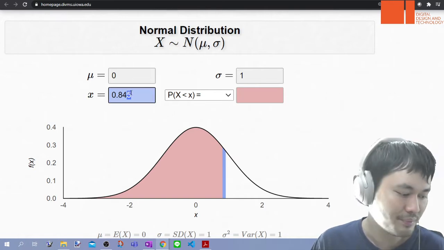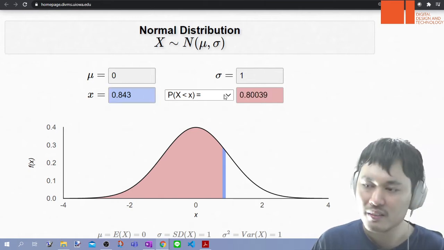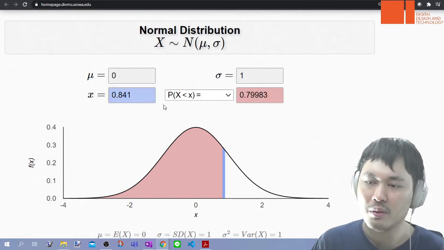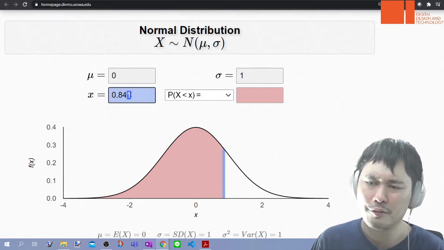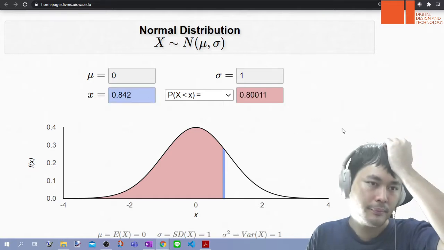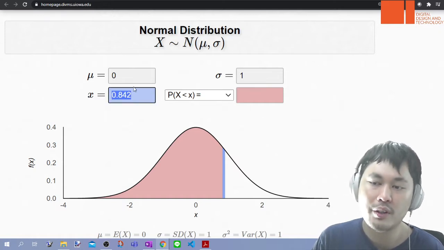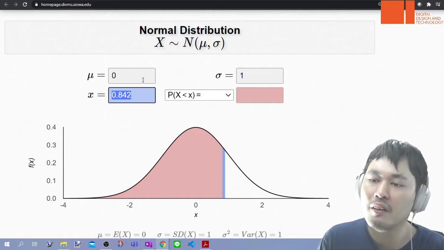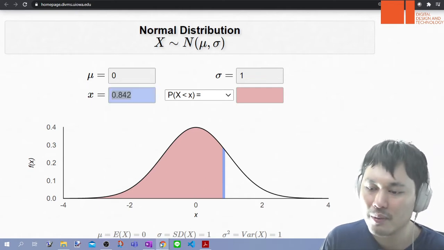Okay, so that's the process here. Oh, that's too small. Yeah, that seems like the right place to stop, about 0.842 or something. If all we know is the probability on the left, or if all we have is a z table, then we have to use that method.